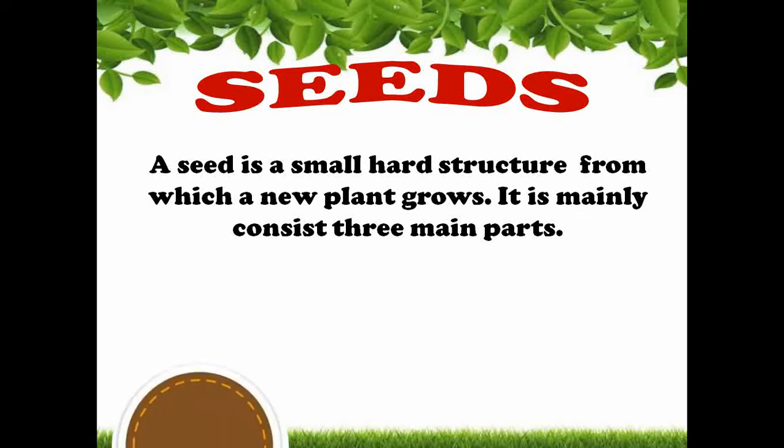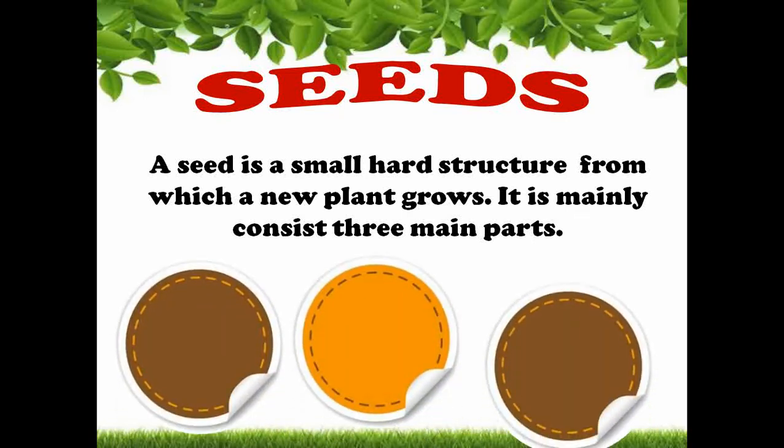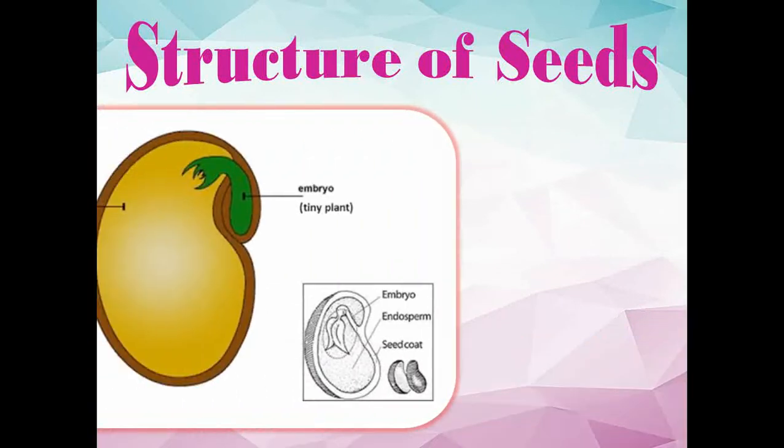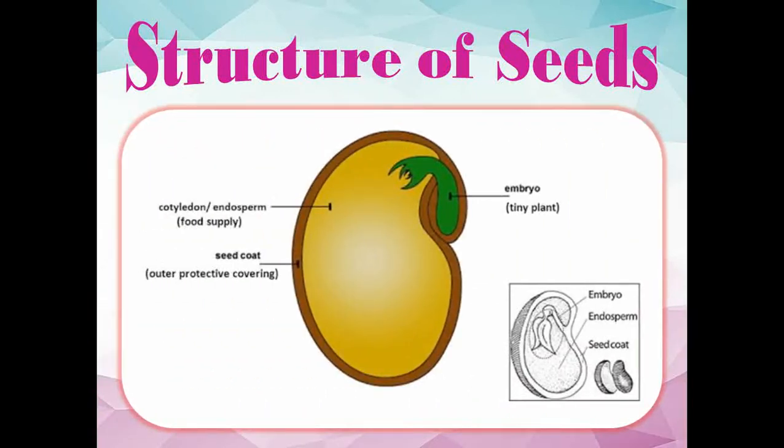Children, it mainly consists of three parts: seed coat, embryo, and cotyledons or endosperm. In some seeds, cotyledons are there, and in some other seeds, endosperms are there. As you can see, this is the structure of a seed. We have discussed earlier that seeds have three main parts, that is seed coat, embryo, and cotyledons or endosperm. So here you can see in the structure all these three main parts of seeds.